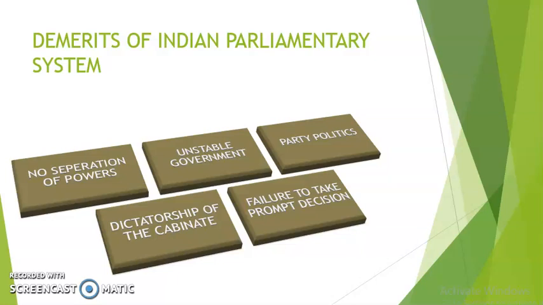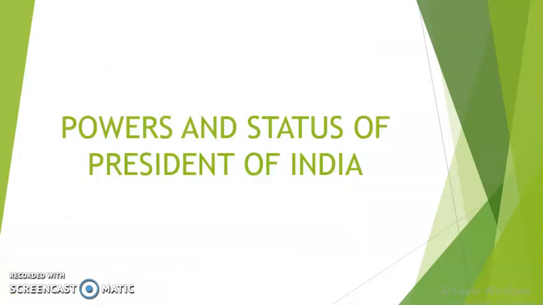So till now, let's do a recap of what I've discussed. First, we saw what the Indian parliamentary system is, then went through some of the features. Up next are merits and demerits. Then, powers and status of the President of India. As we all know, our current president is Ram Nath Kovind.